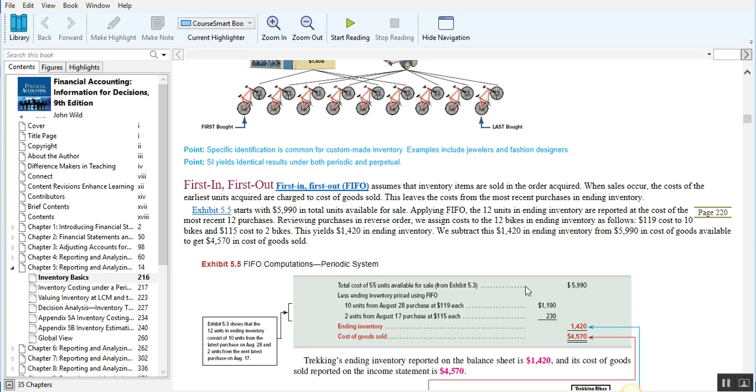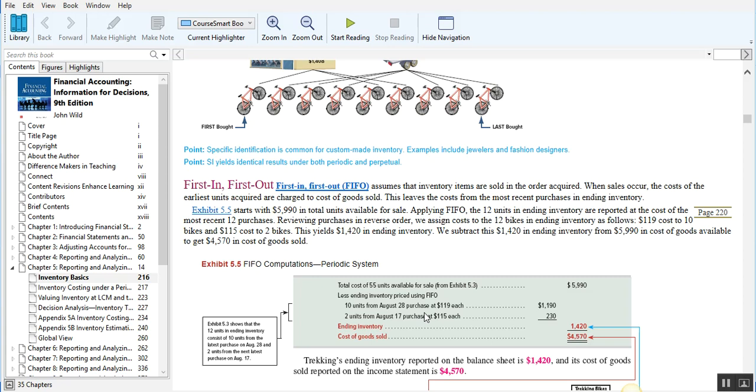We start with the 55 units, $5,990. Using a FIFO approach, we're going to assume that the first units that we purchased were the first units that we sold. But with FIFO, we're going to work backwards. We're not going to actually calculate cost of goods sold. We're going to back into the number by working from the bottom up and calculating where we draw our ending inventory from. So this is kind of the opposite of specific identification.